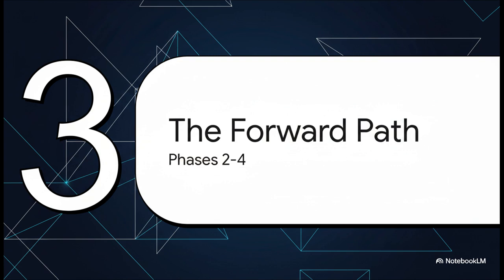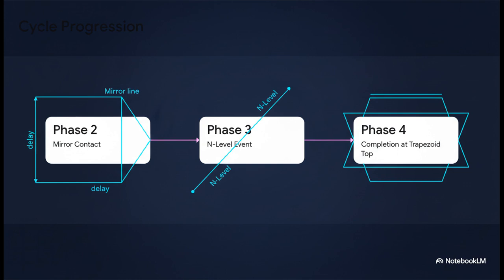But what's next? Let's take a look at the system's predefined roadmap for the rest of the journey. This covers Phases 2, 3, and 4. The expected progression is very specific, almost like a checklist. Phase 2 is triggered the moment the price makes contact with that mirror line we talked about earlier. Phase 3 is marked when the price reaches the N-level apex. And finally, Phase 4 signifies the end of the line for this cycle. That happens if and when the price hits the top boundary of the trapezoid. Each phase is just a key milestone along this geometric path.